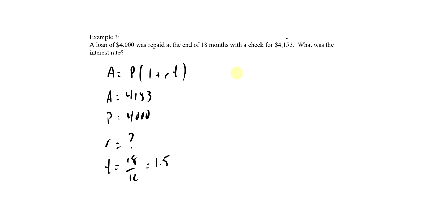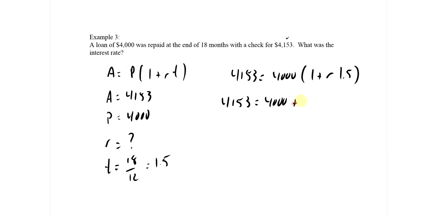So we can plug everything in. 4153 equals 4,000 times (1 plus R, which is unknown) times 1.5. That's time. 4153 equals 4,000 plus 4,000 times 1.5, which is 6,000 R. Subtract 4,000 from each side, divide by 6,000, and you get the interest rate.